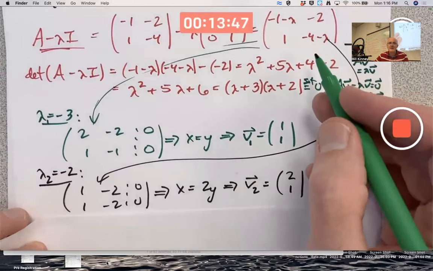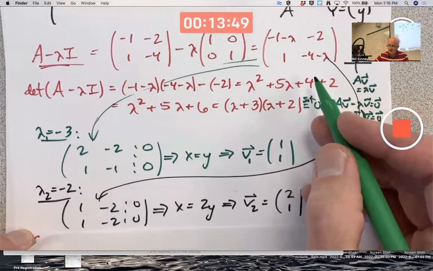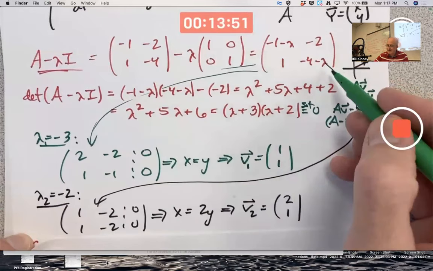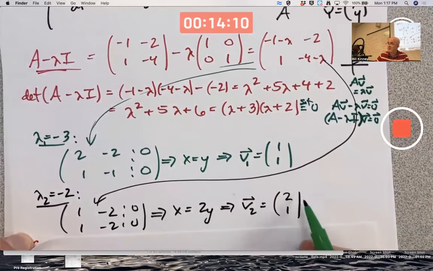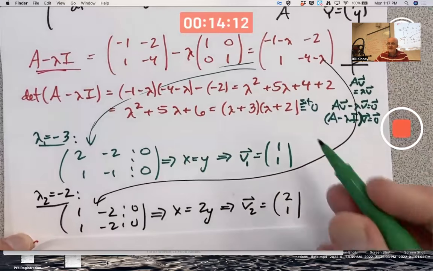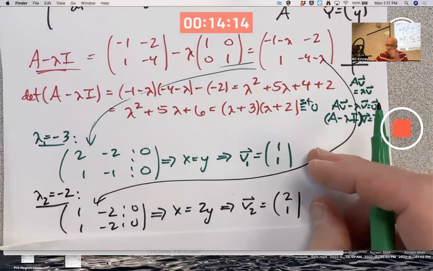Replace lambda with -2. Both here and here, you get a coefficient matrix where the two rows are multiples of each other. In fact, they're the exact same row in this case. And they correspond to the equation x minus 2y equals 0. So x is 2y. If y is a free variable and you say let it equal 1, then x is forced to be 2. But these eigenvectors are not unique.